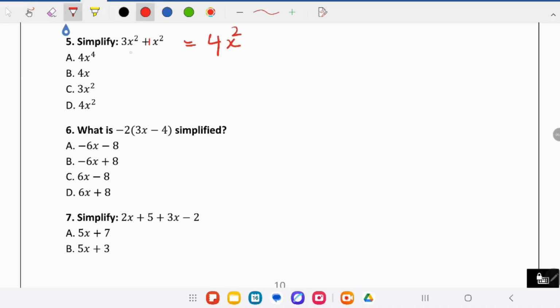Because I'm adding, I keep my pronumeral same with the power. I'm not going to multiply them. If I multiply them, then it will become x to the 4. Because I'm simplifying, I'm adding, so I will just add the coefficient. Coefficient are the numbers before the letter. So 4x square, which is option D.